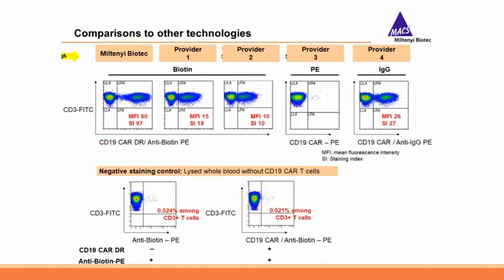So here is a comparison overview of the CD19 CAR detection reagent developed by us as compared to the CAR detection reagents provided by different providers in the market. As you can see, with the detection of the CAR T cells using the CD19 CAR detection reagent followed by anti-biotin PE detection, one can get a good separation of the positive CAR T cell population and the negative population of the T cells which are not expressing a CAR molecule.